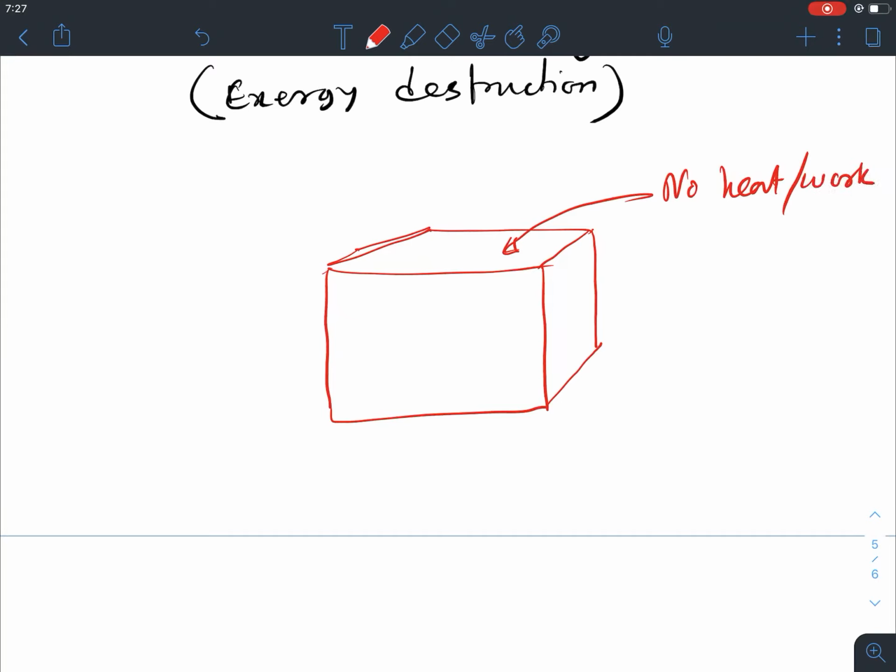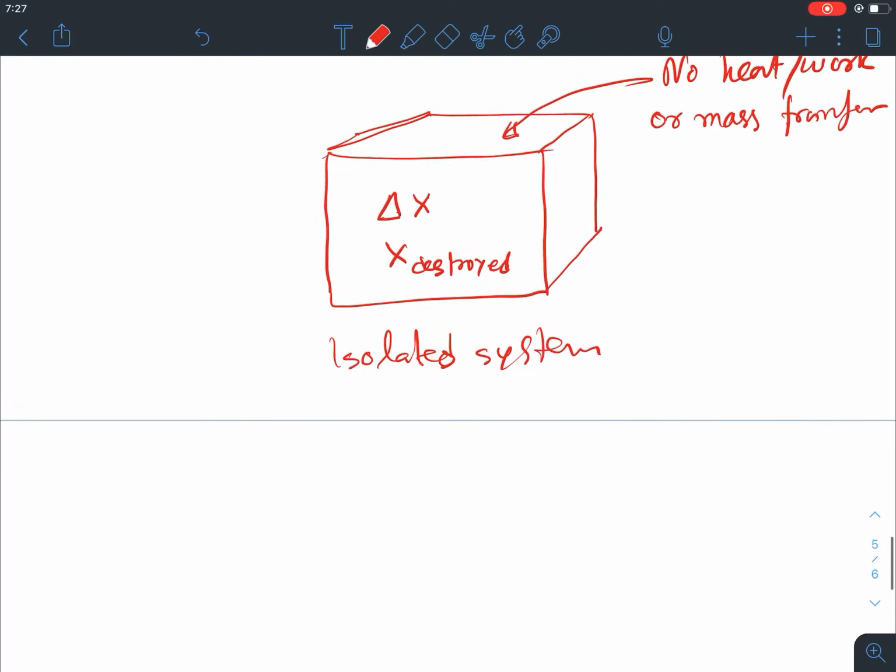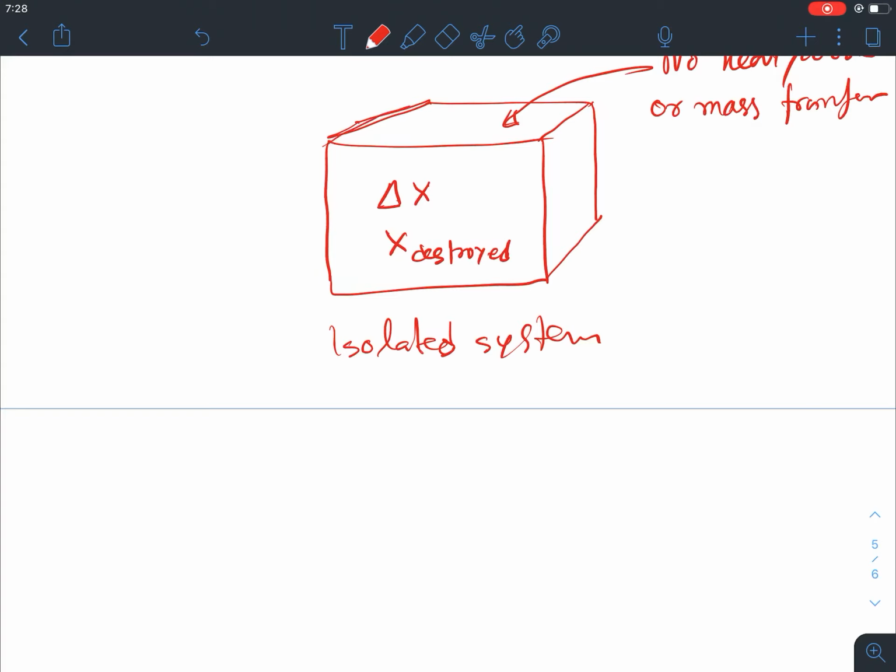So that means no heat transfer, no heat, work, or mass transfer, right? So an isolated system, right? So that means the exergy change of an isolated system, or the exergy destroyed, right? How much it is, we have to determine that.